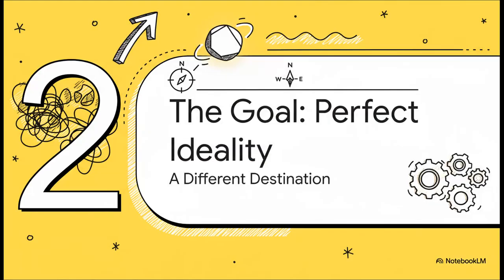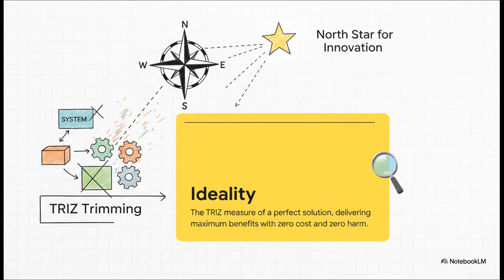Okay, so if adding more is the trap, what's the way out? Well, TRIZ gives us a totally different goal to aim for, a guiding principle that really shifts how we approach innovation. Let's talk about the goal of perfect ideality. So what is ideality? Think of it as the ultimate goalpost, our North Star. It's the TRIZ way of measuring a perfect solution. You want maximum benefits with zero cost and zero harm.